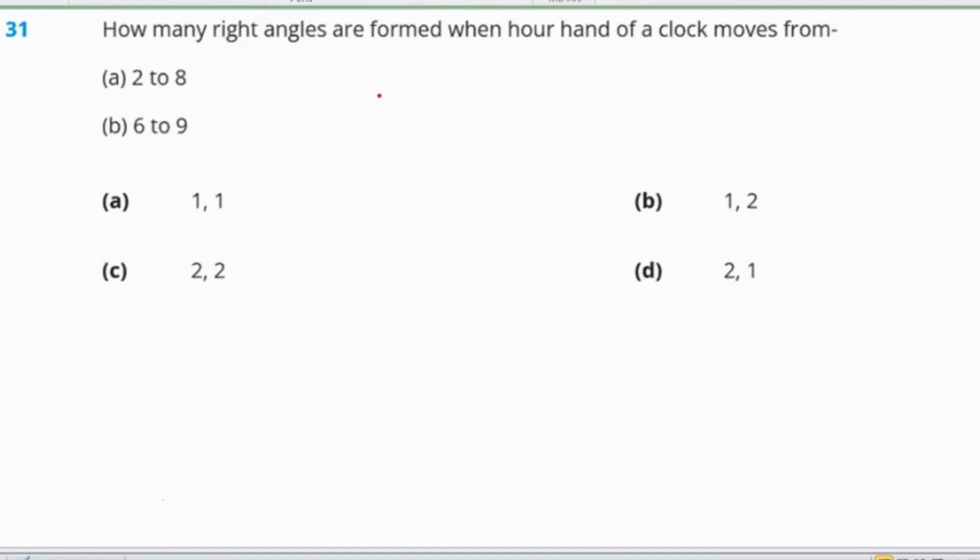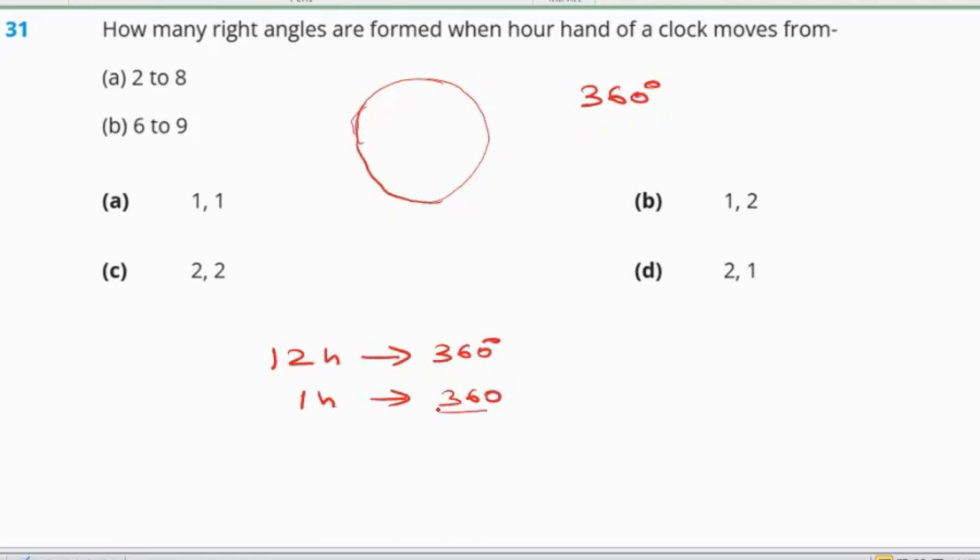So as we already know, if we are talking about the entire clock, in the clock we have a total of 360 degrees. Okay, total 360 degree angle is there. Correct? And in the clock we have 12 numbers, which means 12 hours are there. So the clock has 12 hours and the total angle is 360 degrees. So in 1 hour, the angle is 360 by 12, which is 30 degrees. So every hour there is an angle of 30 degrees.